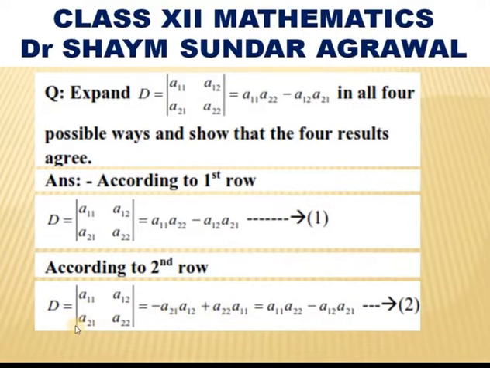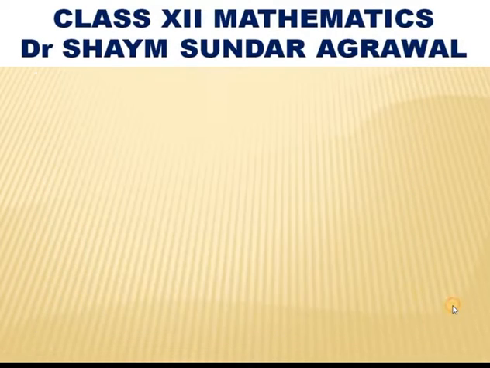A21 lies on second row first column. So, minus 1 to the power 2 plus 1 is minus 1. So, the first term is minus A21 into A12, then A22 lies on second row second column. So, minus 1 to the power 2 plus 2 is 4, that is minus 1 to the power 4 is plus 1. So, it is plus A21 into A11. So, it is also same as A11 into A22 minus A12 into A21.